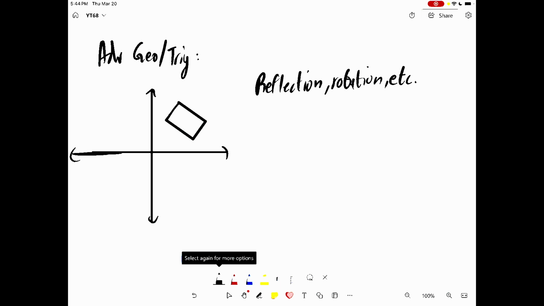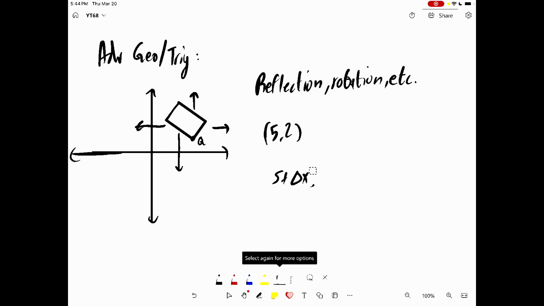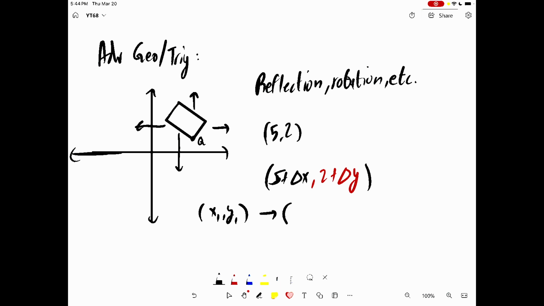This is if we're moving it up, down, left, or right, or any combination. So what we'd say is if we have a point, let's say Q at position 5, 2, we would say 5 plus delta x, 2 plus delta y. Now the reason this is 5 plus delta x is because we're changing it in x and we're changing it in y instead of just moving it. So if we have a point x1, y1, the general translation would be x plus delta x, y plus delta y.